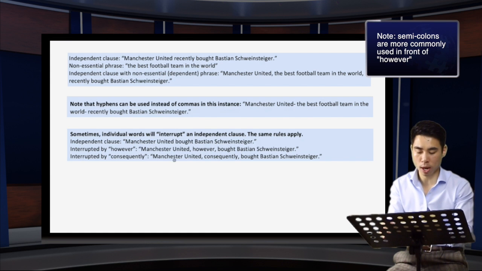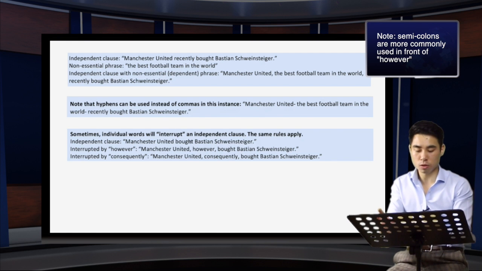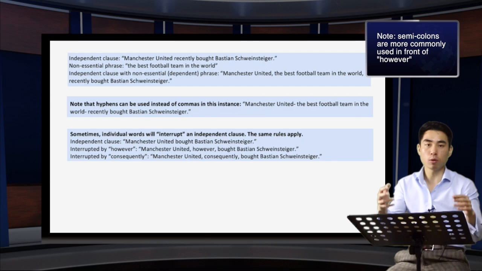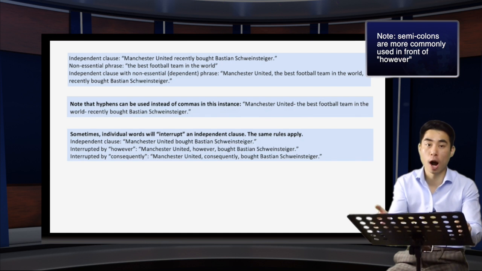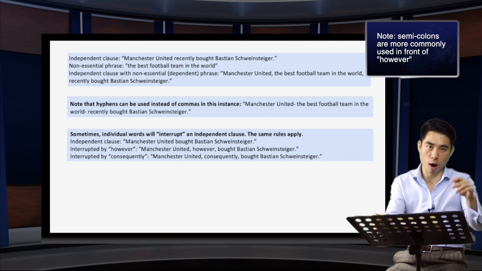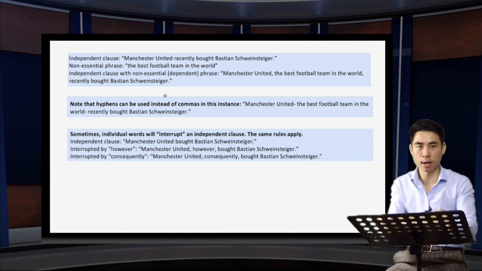Okay, and then you've got another example here. Manchester United, consequently, bought Bastian Schweinsteiger. So here you can see the use of the word however and the use of the word consequently. They do change the meaning of the original sentence, but as discussed previously, you could omit either of those and this original sentence up here would still make sense. So the important thing here, if you're punctuating something that's non-essential, be it a word, a phrase or a clause, and it pops up in the middle of a sentence, then you can punctuate this either with commas either side of the interrupting section of the sentence, or hyphens as we've done here.